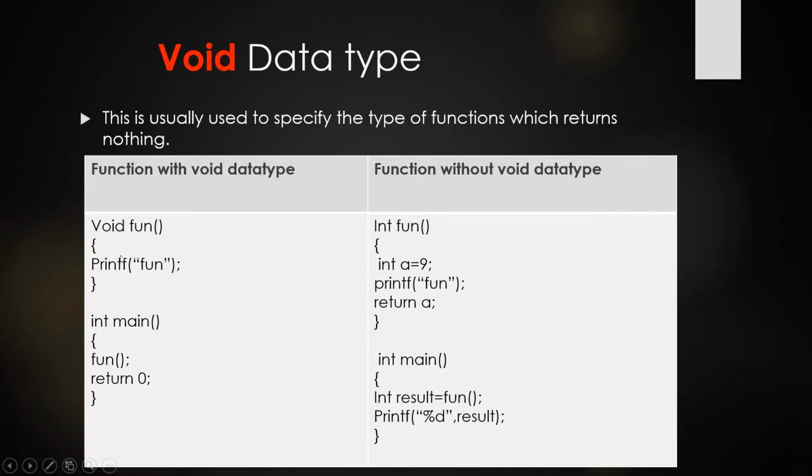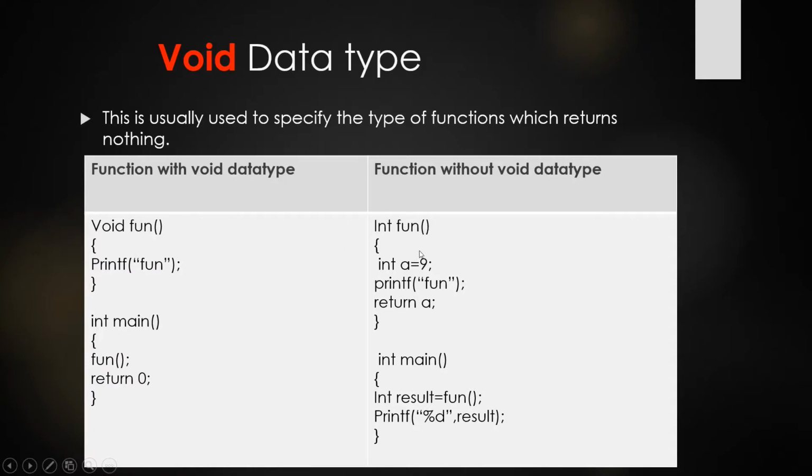It means it doesn't return anything. I'm just entering into the function and printing this fun. How this program will execute is that the execution will start here, and it will enter into the fun function, and it will go here. It will print fun here, and it terminates. Void means it doesn't return anything. That's the main use of a void data type. It won't return anything.